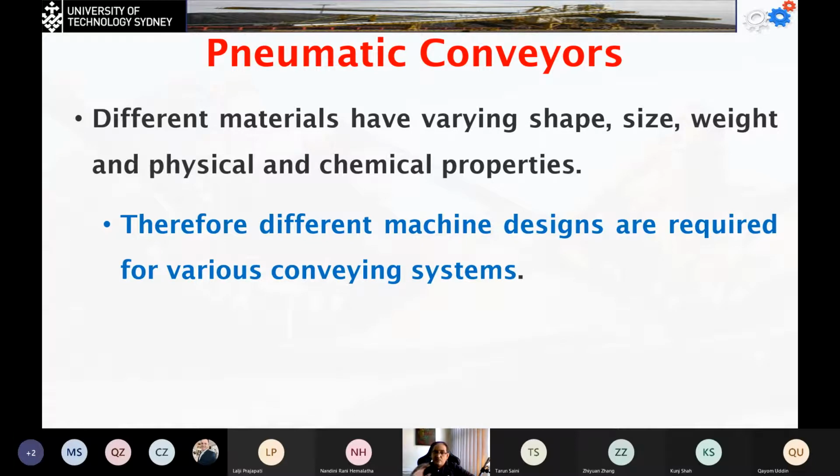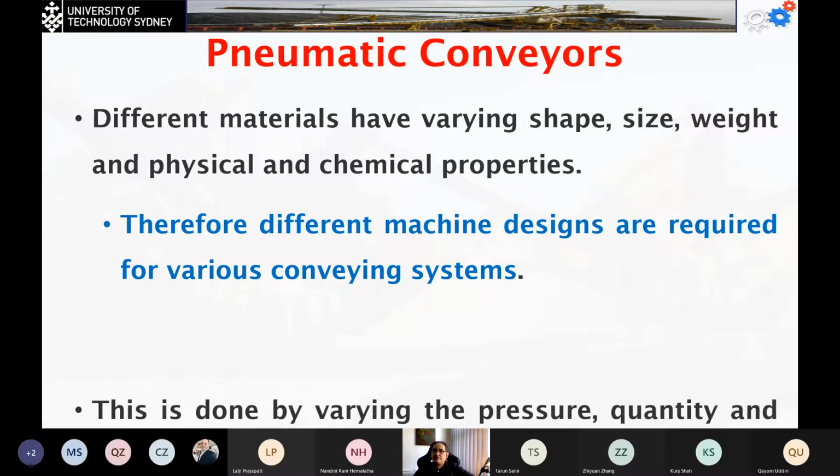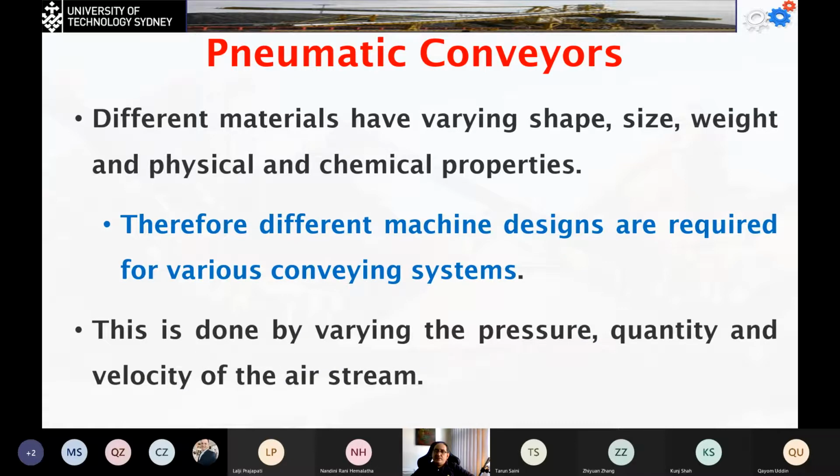So we're not going to have a universal type of machine for all the materials, because if we use it for a bigger size of material, we'll start to break it up into small particles. Usually the batch type, which is going to use the feeders, we try to avoid using it with the powder format. We can use it for the granule shaped particles. This will be done by varying the pressure, the quantity, and the velocity of the airstream inside the pipes.